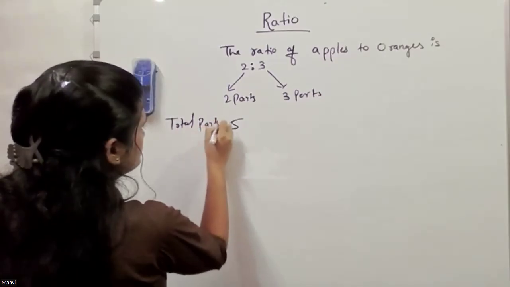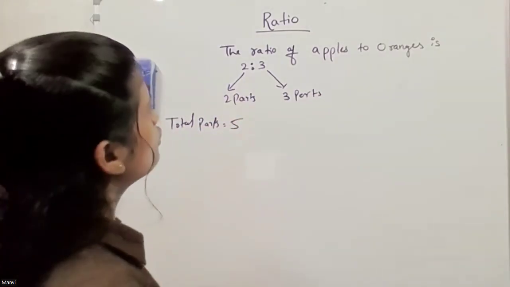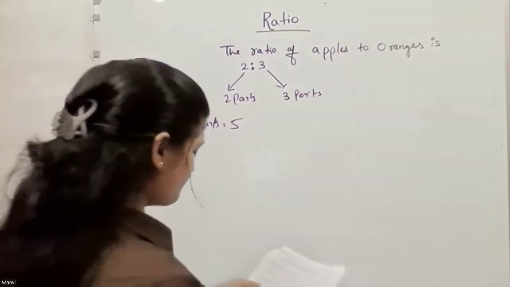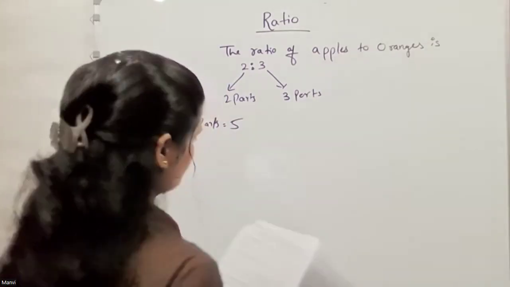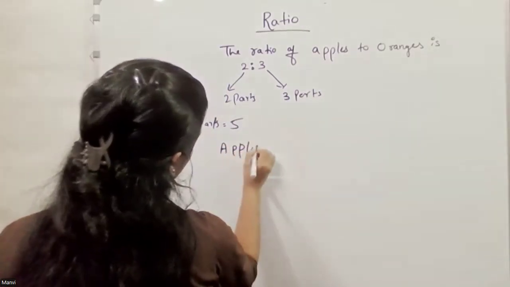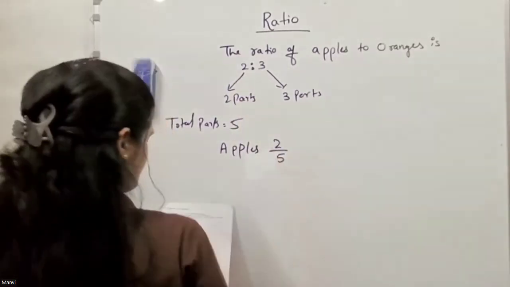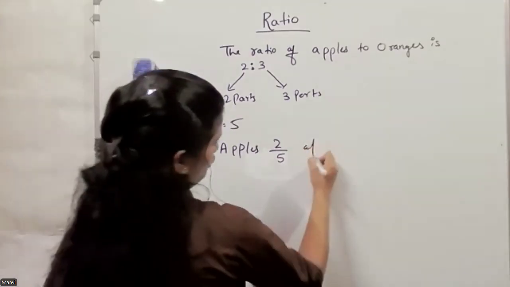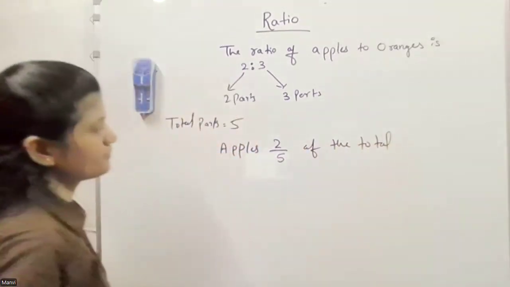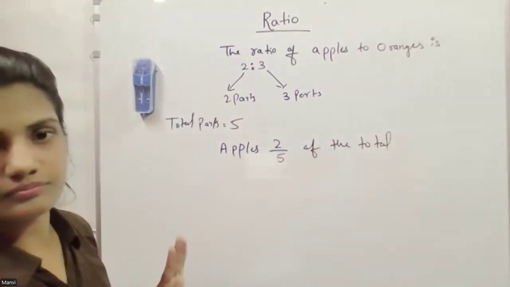Total parts will be 5. So how are we going to write this as a fraction? The fraction of apple to the total fruit. So apples are 2/5, right? Of the total fruit.